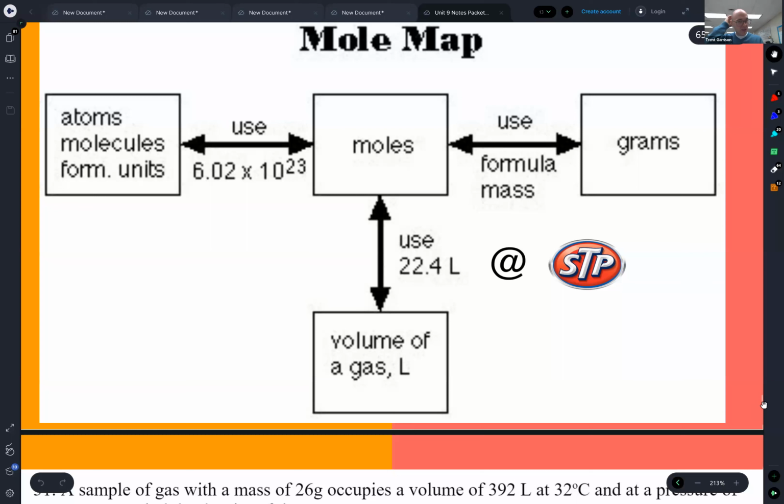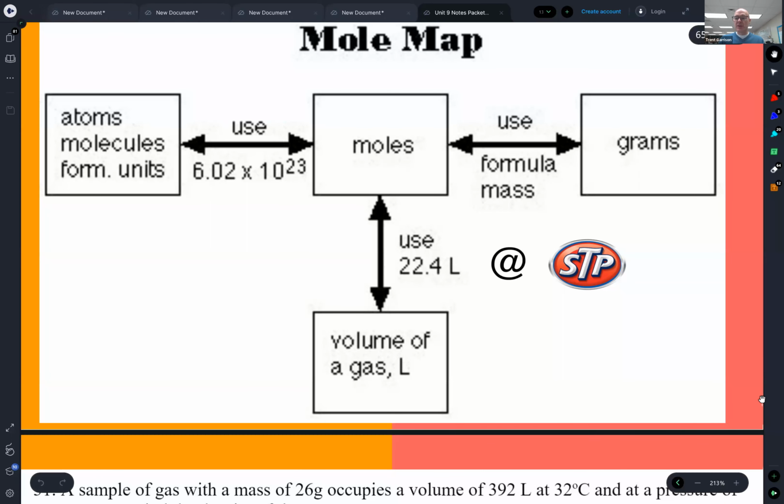Now, one of the things that we could use to our advantage is that we can use the mole map if we are at STP. So don't forget, we have some tools that could calculate that volume for us, or we could calculate the mass if we have the ideal gas law, PV equals nRT, or we could use this 22.4 as our volume if we are at STP. If we're not, then we're going to have to rely on some other tactics.